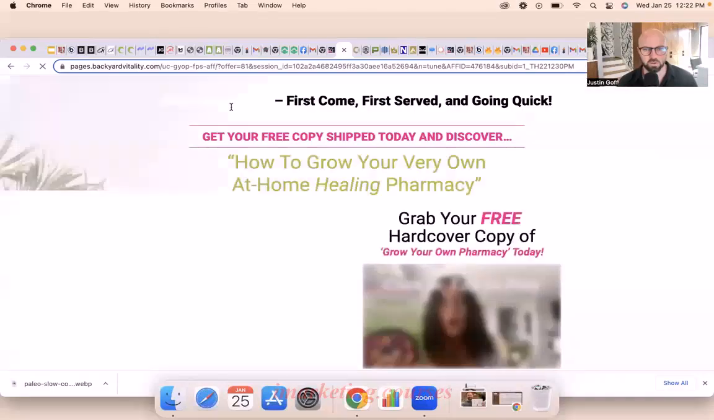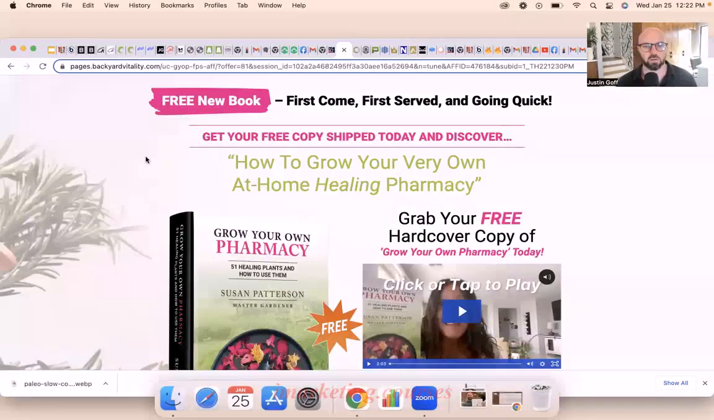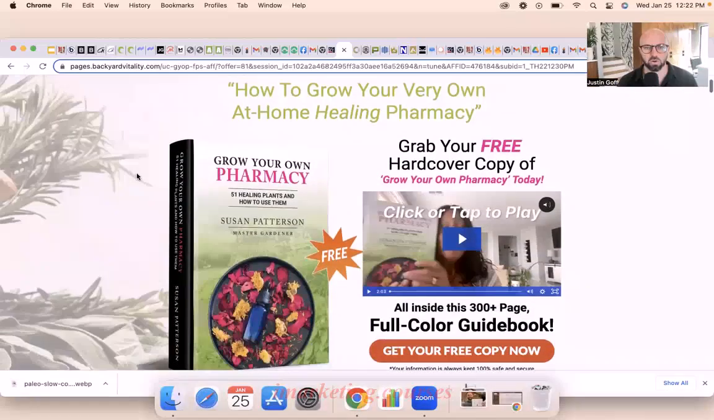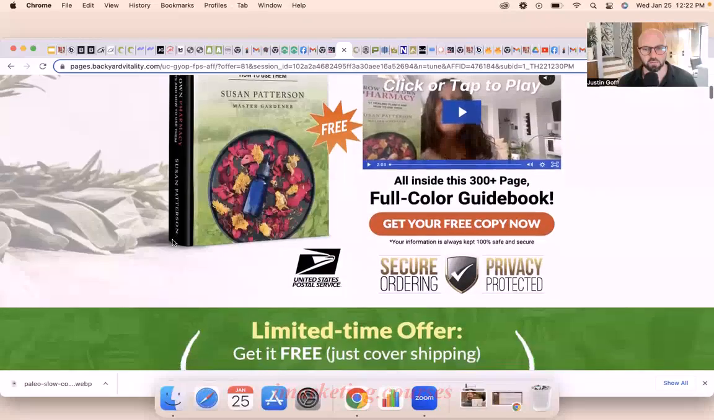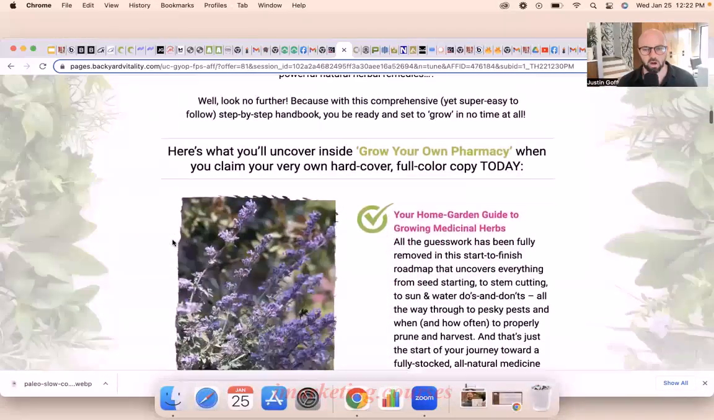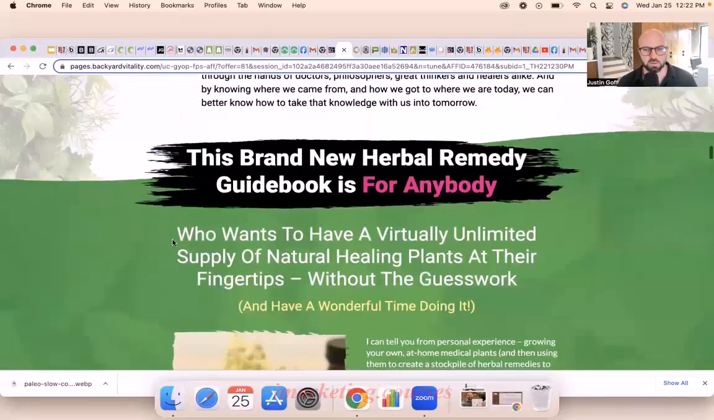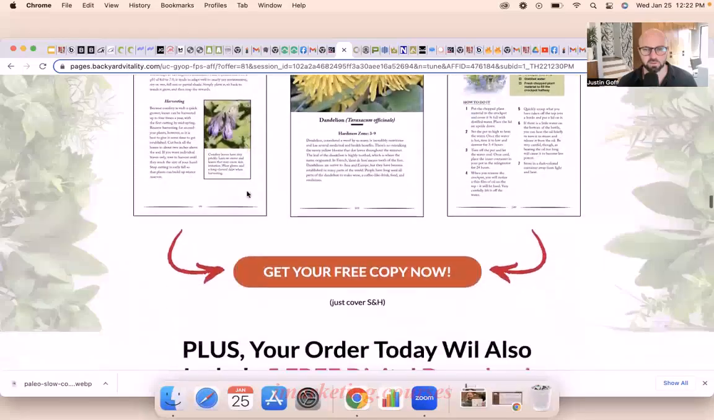Another example, this is from the gardening, alternative health niche: how to grow your very own at-home healing pharmacy. This is a free plus shipping offer, I believe. Hardcover book. I think so. So you get your free copy.